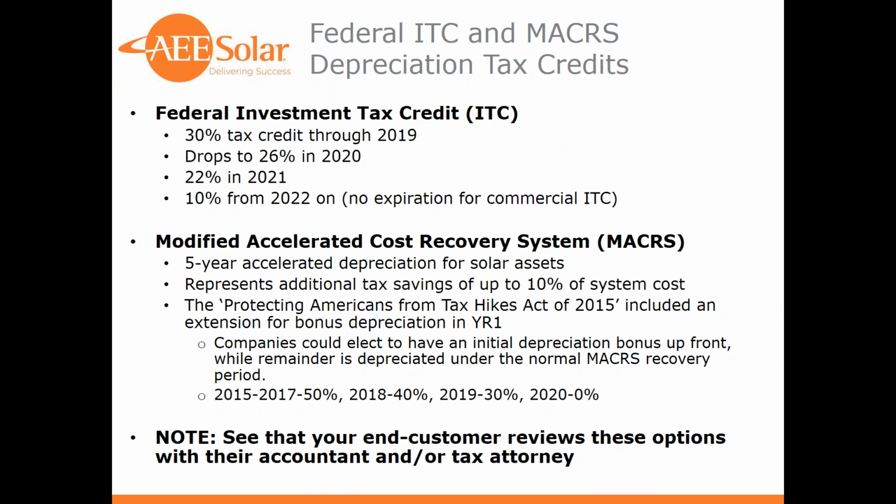Briefly, I'm just going to mention that we do have our ITC tax credit sunsetting. So we have a 30% tax credit through 2019. In 2020, it drops to 26%, and in 2021, down to 22%. And for residential, it would sunset, and for commercial, it's going to drop to 10%. This should be a big portion of your recommendations when you're offering a solution to a commercial entity.